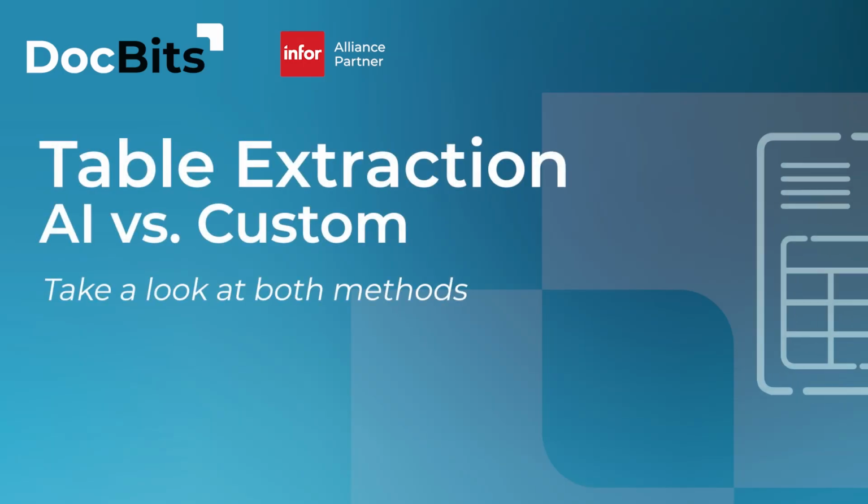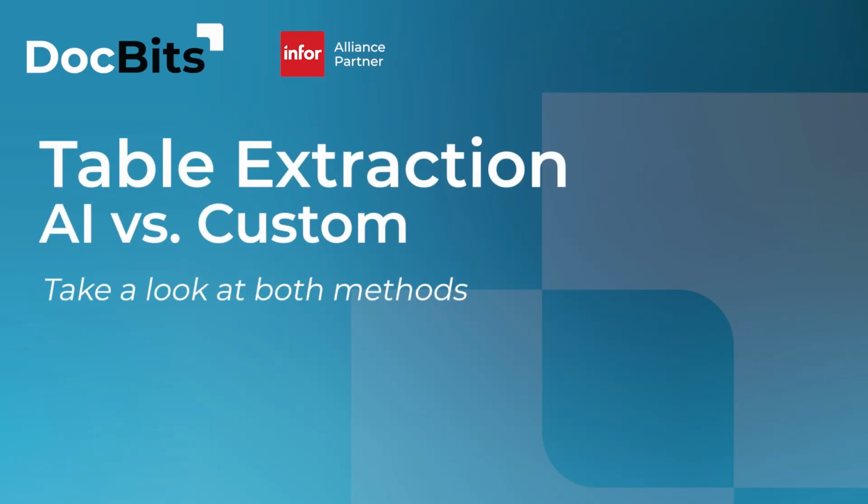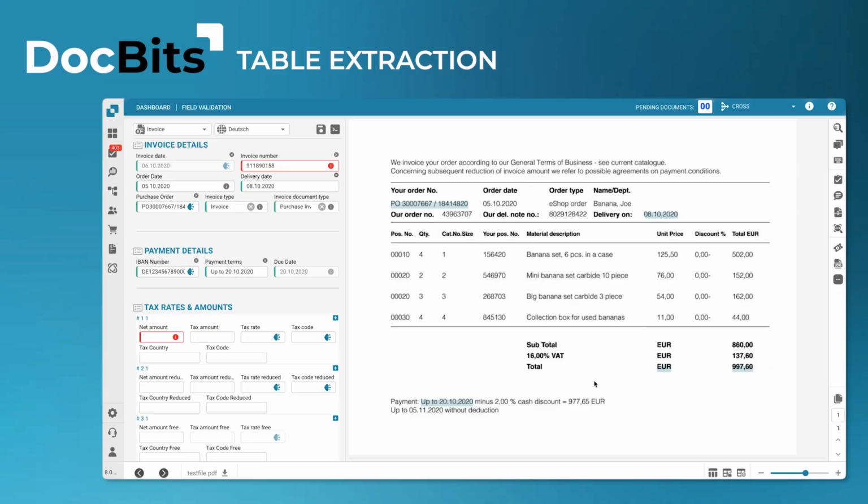In DocBits, there are two ways to extract tables from your documents. Let's take a look at both methods. The first and simplest option is AI table extraction. With this method, DocBits uses AI to automatically detect the table and extract all its content.